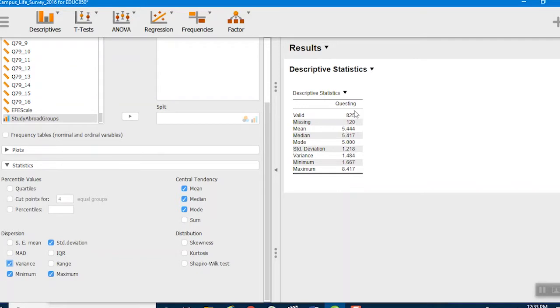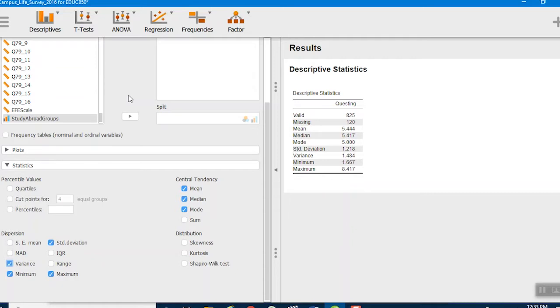So we've got our basic information here. We've got our mean, median, and mode. Remember, the mode is just the most frequently occurring. So 5 was the mode for this. Our mean and median are a little bit higher than that. So we've got our central tendency, and we've got our measures of variability as well.